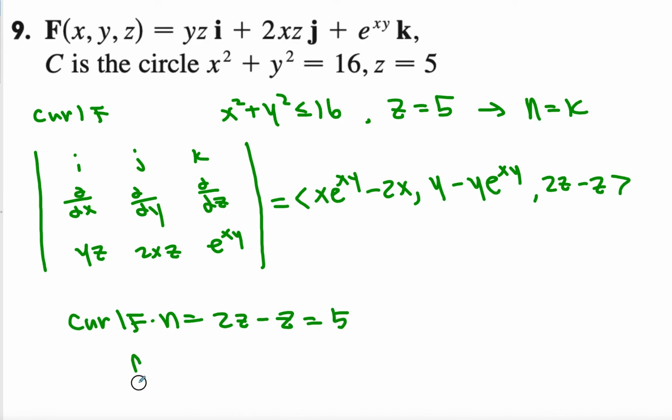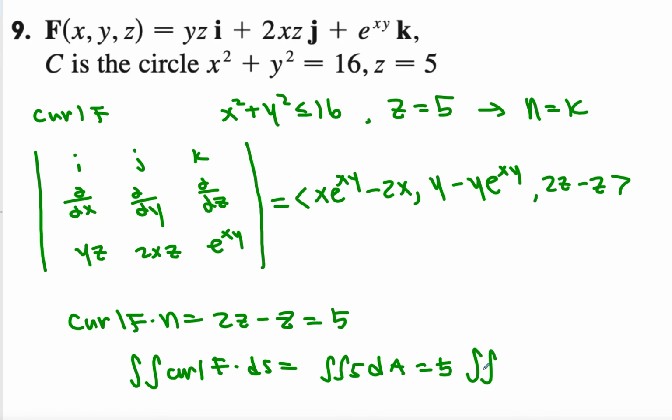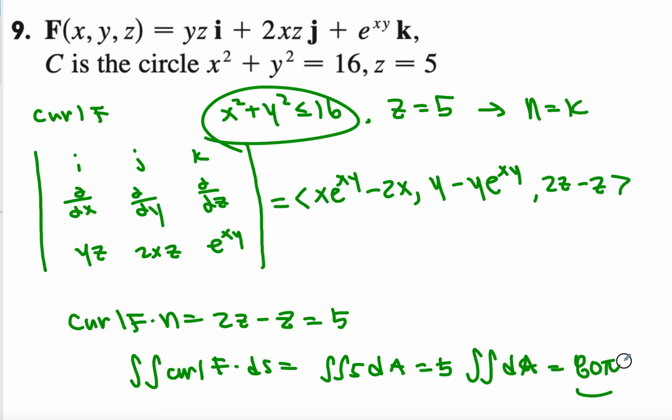Then our curl F dot dS now becomes simply 5 dA. But what is the area? So this is equal to 5 times the area of that circle, which is equal to 16 pi, so we get a total of 80 pi. That becomes our final answer.